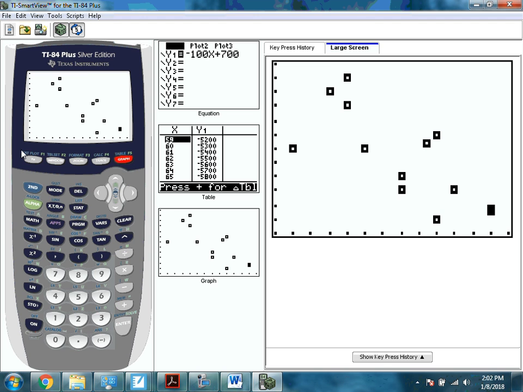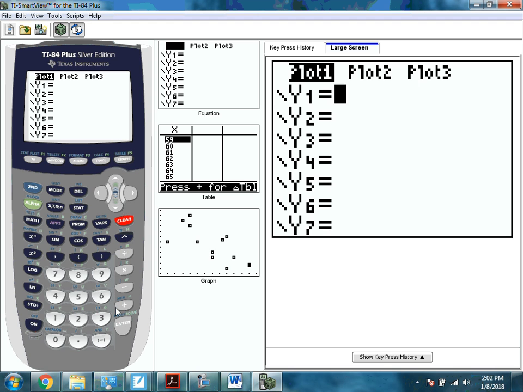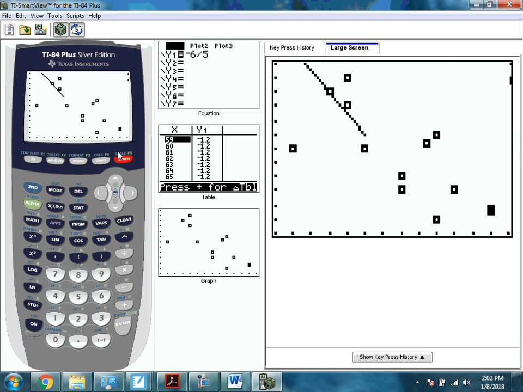I grabbed someone's paper, so I'm going to hit Y equals, and type in their best fit line. So I'm going to hit clear and type in negative, oops, that's not negative, negative 6 divided by 5, that's 6/5. Actually, they had 6/4 x, using the x button, and then plus 123. Negative x would be fine. Just make sure you use the negative button. Now, if I hit graph, I should see the line that they intended.